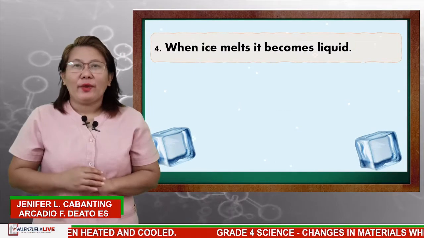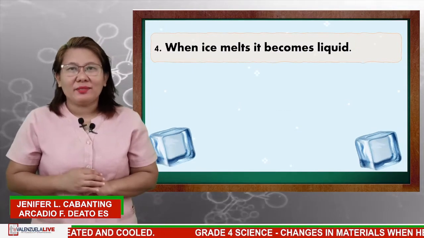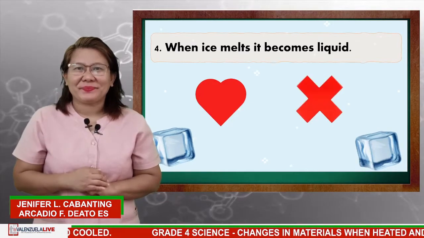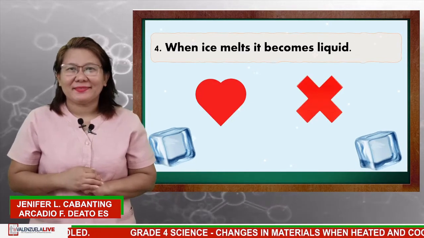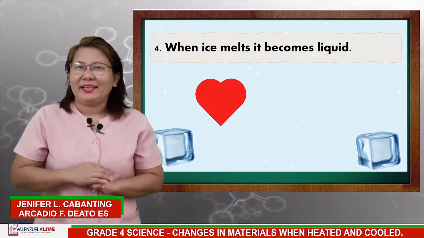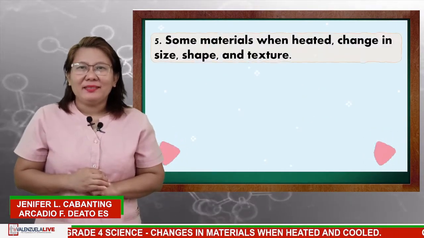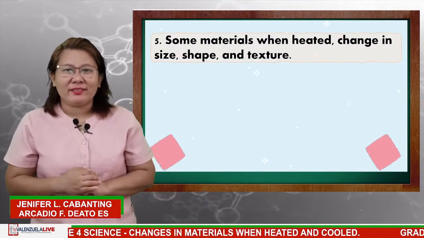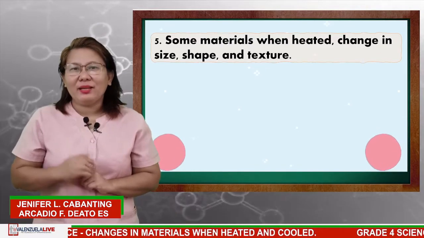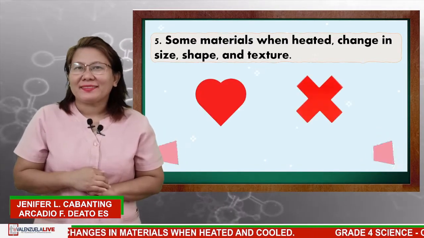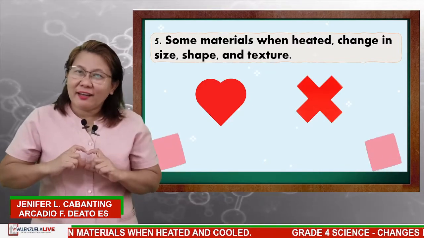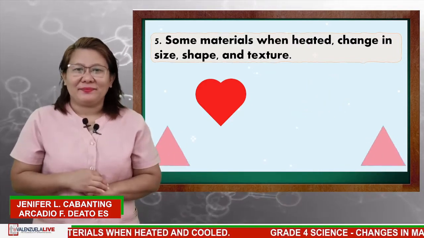Number 4. When ice melts, it becomes liquid. Type your answer. Good job, kids! The answer is heart. And number 5. Some materials when heated change in size, shape, and texture. Key in your answer below. If you answered heart, you're correct.